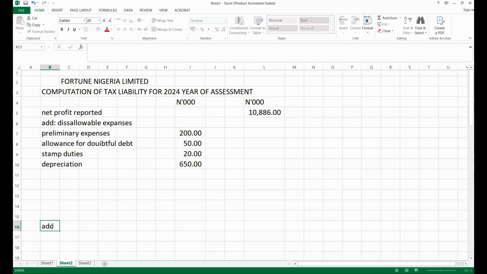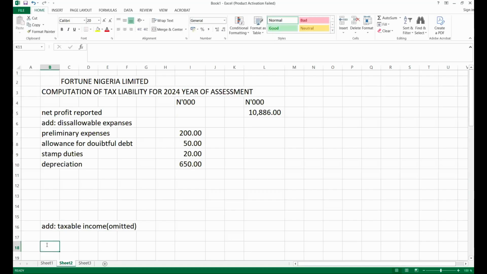Who can remind us? In the format I gave you, we add disallowable expenses and what? Non-taxable income? Are you sure it's non-taxable income? Taxable income omitted. Yes, taxable income omitted. You need to familiarize yourselves with that format, please, because that is what you are going to need. So taxable income, you also add taxable income omitted.